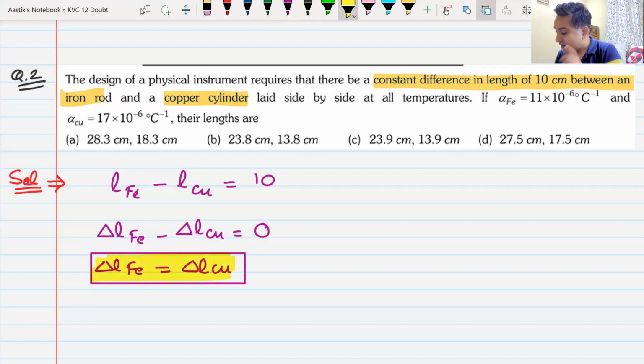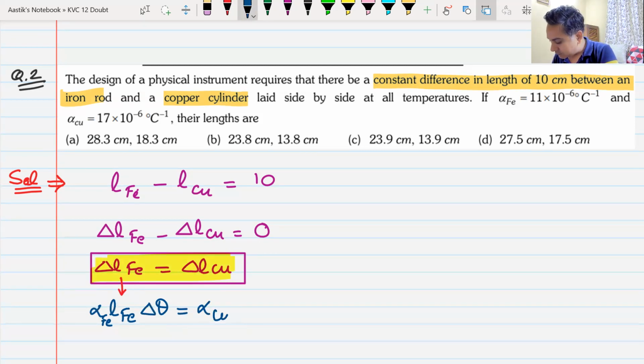That's it, my dear friends. What is the formula for change in length of any body? It is equal to alpha into length into delta theta, alpha of iron into length into delta theta. Do we understand this? Yes, sir. Similarly, we have alpha of copper, length of copper into change in temperature. The temperature has to be changed by the same amount. So we have this.